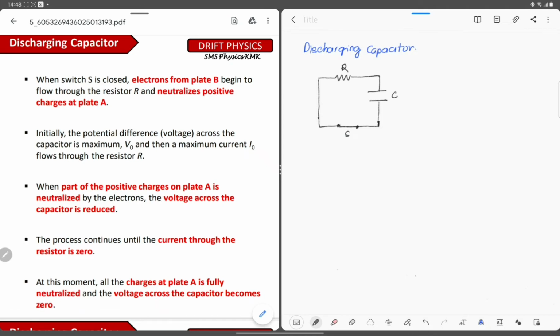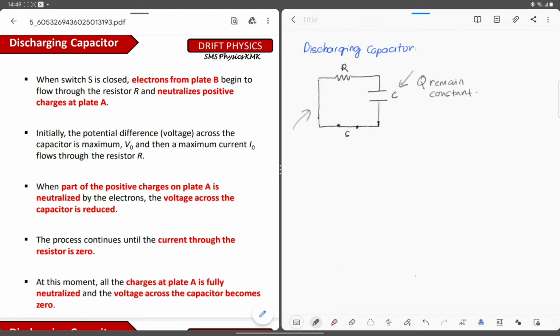So the difference is for charging and discharging. What is the difference? For charging, if you still remember, we have a power supply on the left side here. But for discharging a capacitor, we remove the battery. So when we remove the battery, you must know that Q in this capacitor remains constant when we disconnect.